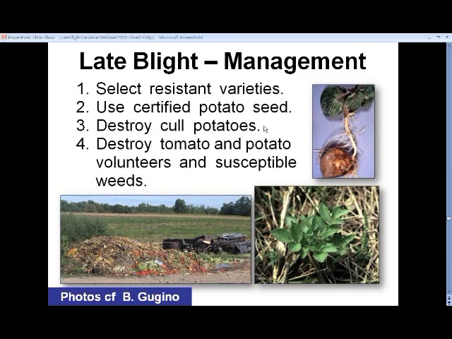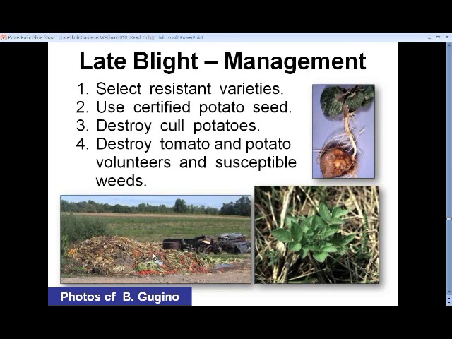Next step is you want to destroy any of what we call cull potatoes. So that would be potatoes that you kept from last year that started to break down in your refrigerator or your other storage area. Don't just dump them out on your compost pile. You want to destroy them. You can bury them very deeply. You can put them in the trash. You don't want to have a pile where you've got infested potatoes.